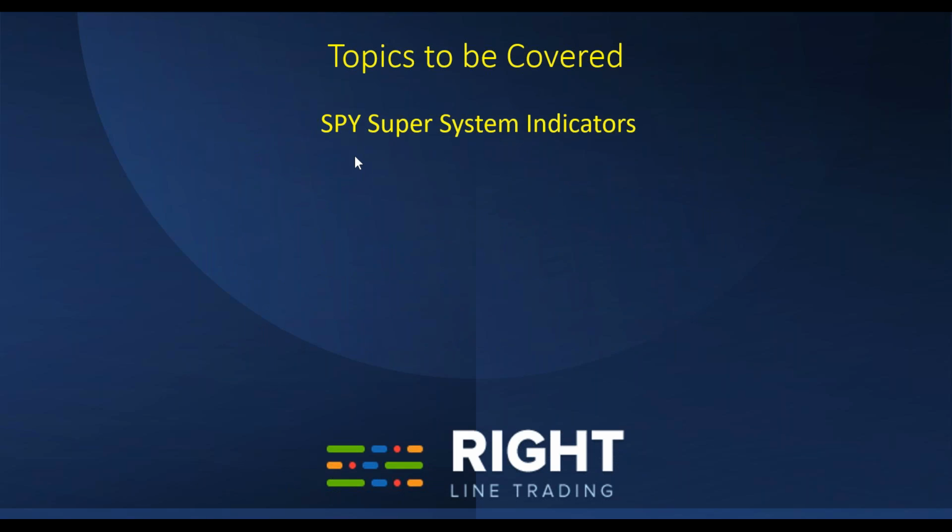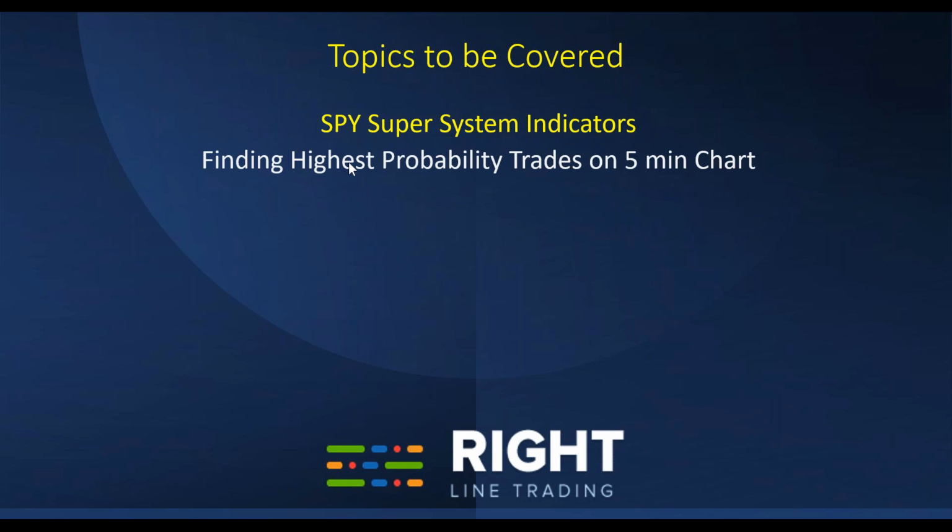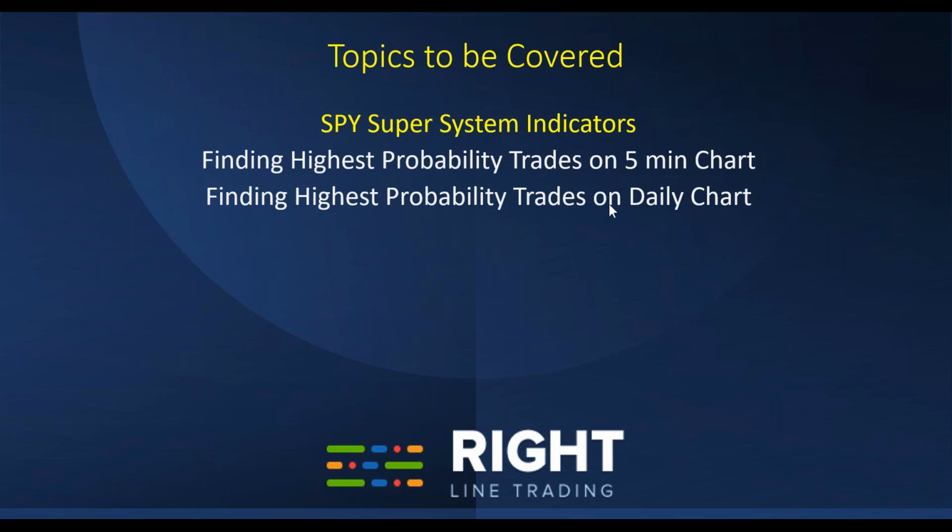So the topics that we covered here, we're going to look at the SPY Super System indicators that are on the chart. We're going to find the highest probability trades on 5-minute charts, and we're going to find the highest probability trades on daily charts. These are two separate things, because when you take a trade, you normally need to know whether this is going to be an intraday quick trade or whether you're taking this trade to swing, which means swinging it would be all day long or overnight or maybe even 2 or 3 weeks. So there's a difference between the indicators in the time frame that you look at for these indicators. Okay, so those are what we're going to be looking at.